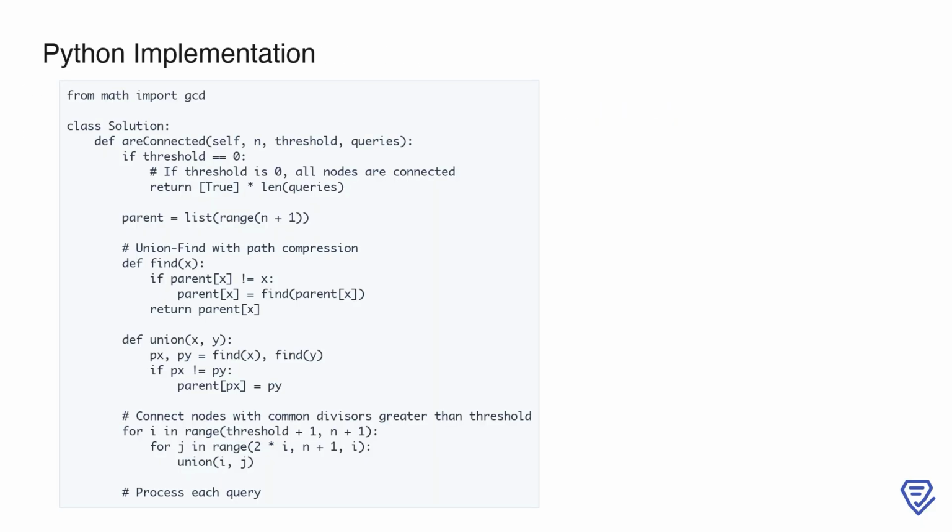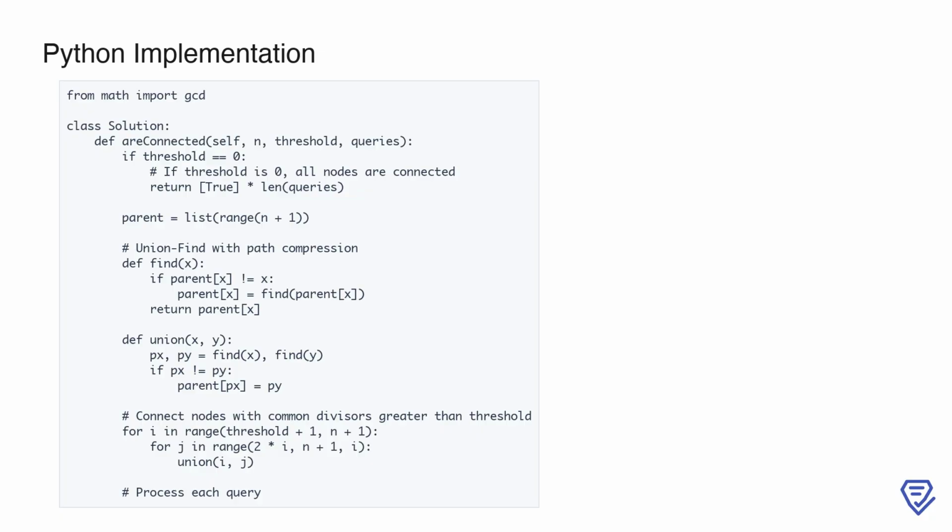Here, we start by importing the greatest common divisor function from the math module, as it will be useful for determining relationships between nodes. Inside the solution class, the main function takes 3 parameters: the total number of nodes n, the threshold, and a list of queries to process. The first condition checks if the threshold is 0. If it is, all nodes are considered directly connected, so we immediately return a list of true values for all queries.